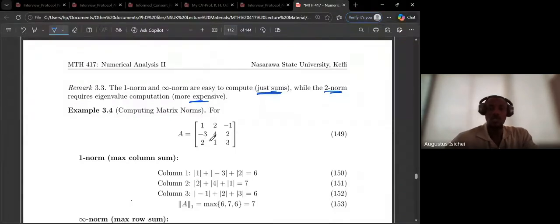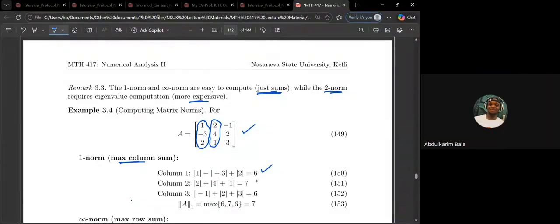The first example we'll deal with is this: compute the matrix norm for A equals 1, 2, minus 1, minus 3, 4, 2, 2, 1, 3. So this is the matrix we want to compute the norm. For the one norm, which is the maximum column sum, we'll be adding the columns together. The first column is 1, minus 3, 2. When we add the absolute values together, we get 6. The second column is 2, 4, and 1. When you add the absolute values of these numbers together, you obtain 7.